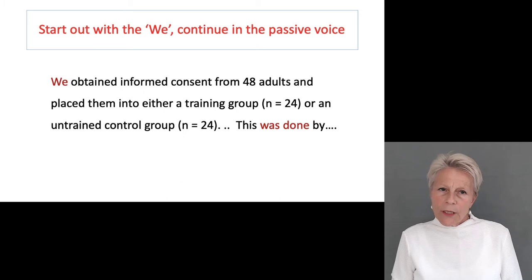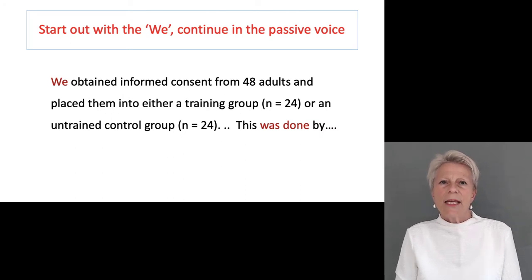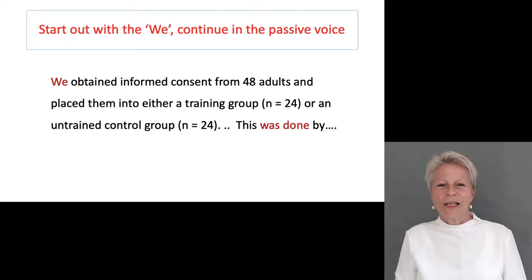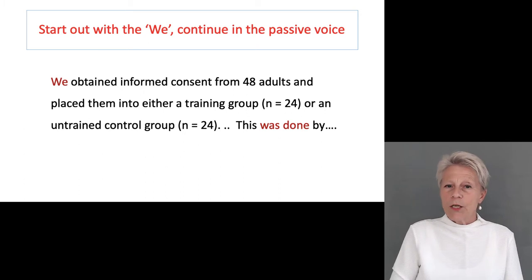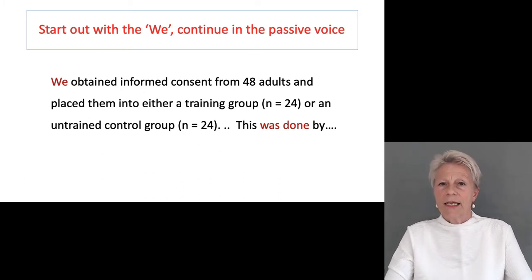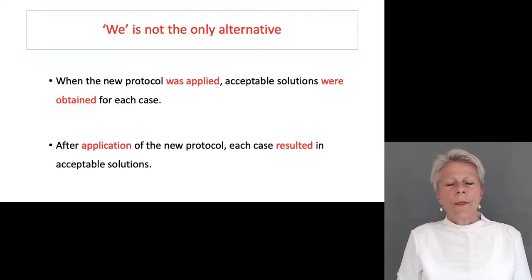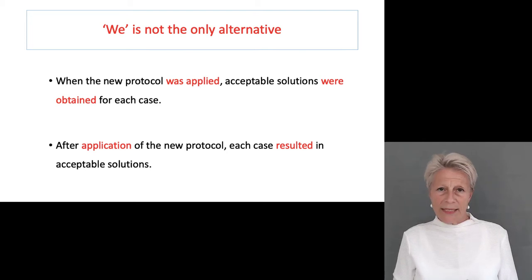In the methods section, it may be smart to set off with a "we" and then continue in the passive voice. Kind of, you enter the stage and then you modestly hide behind the curtains. Like in, we obtained informed consent, blah, blah, blah. This was done by, and then you proceed in the passive voice. Also, be aware of the fact that "we" is not the only alternative in the choice of passive or active.